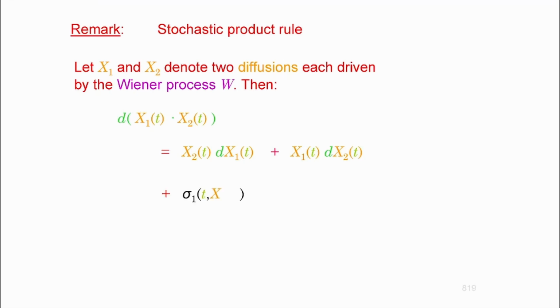Sigma 1 is the diffusion of the first, as you see from the index, and sigma 2 is the diffusion of the second. And again, this expression is not there when you do ordinary derivative calculus. But since the Wiener process has a quadratic variation which is finite and not zero, which is positive, you need to consider that expression as well.